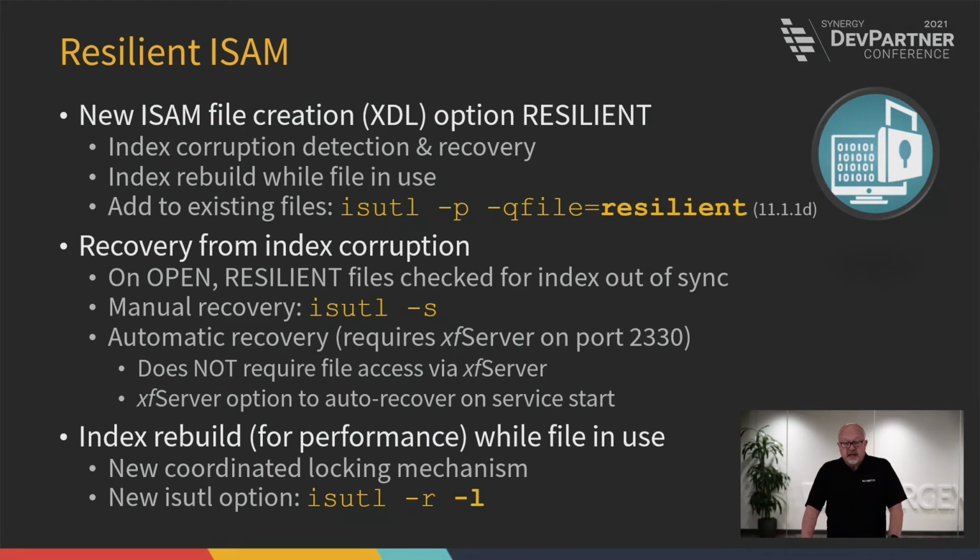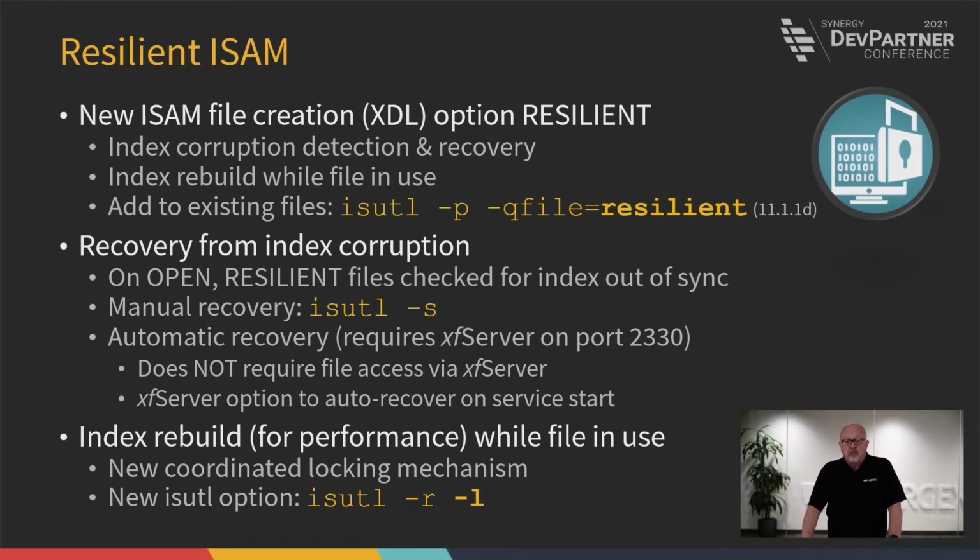Once a file is resilient, then every time that file is opened, be it from a local runtime or via xfServer, a check is done to determine whether the index of that file is out of sync. And if it is, one of two things can happen. It can either be reported through a runtime error that you can detect and deal with, in which case you can go and manually recover that file using the isutl -s command line. You also have the option, if you have xfServer available on the system, to perform an automatic recovery.